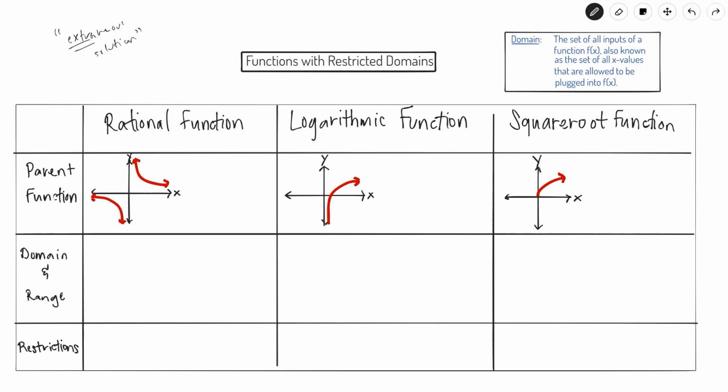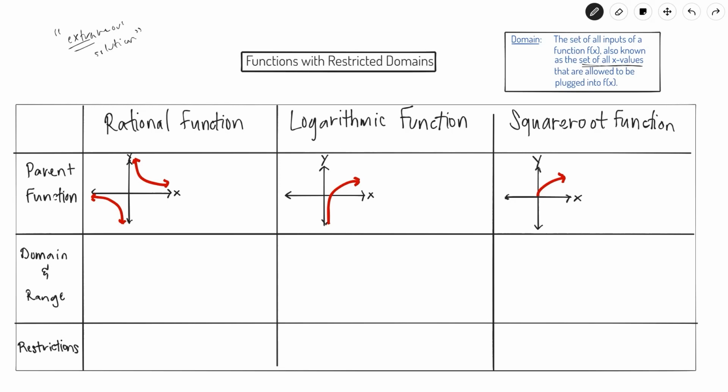So I have the definition over here. The domain is the set of all inputs of a function f of x, also known as the set of all x values that are allowed to be plugged into f of x. I like to phrase it as the set of all x values that can go into our function because, well, when we're dealing with the function f of x, x is the input, and so the set of all x values that are allowed to go into our function represent the domain of this function.